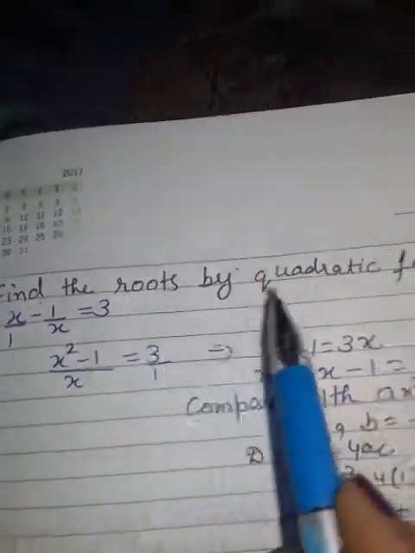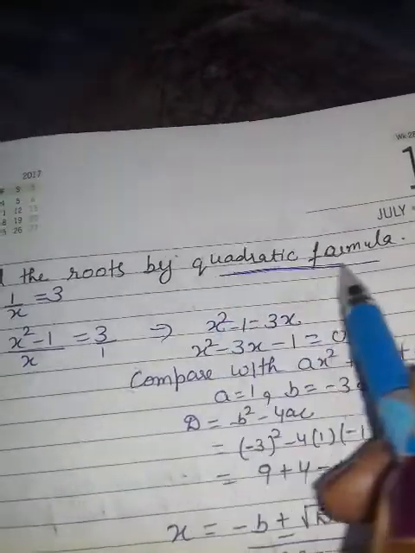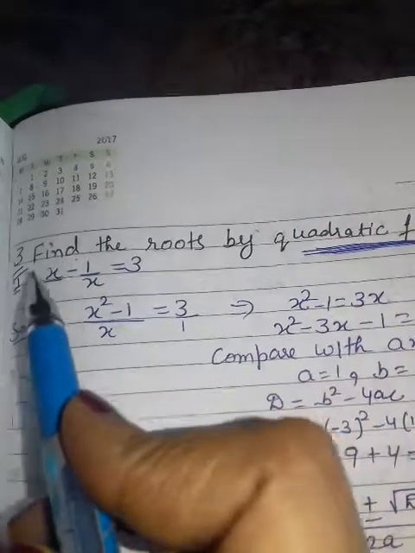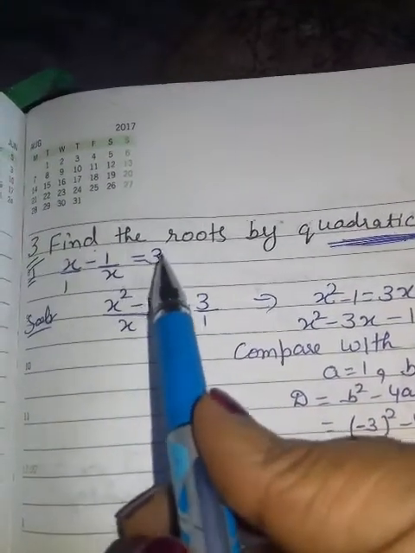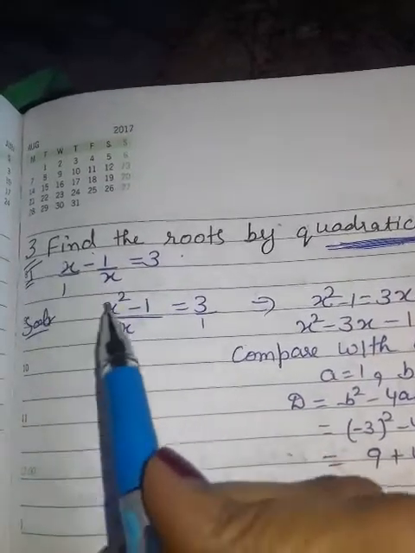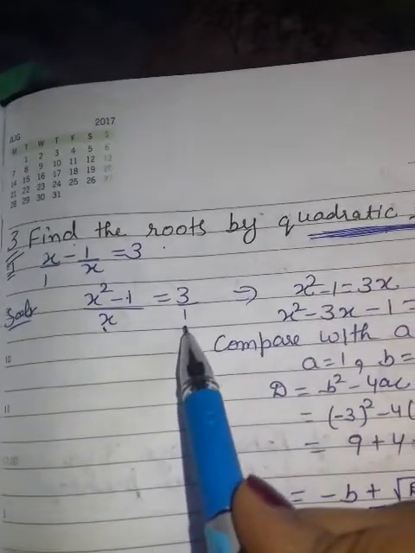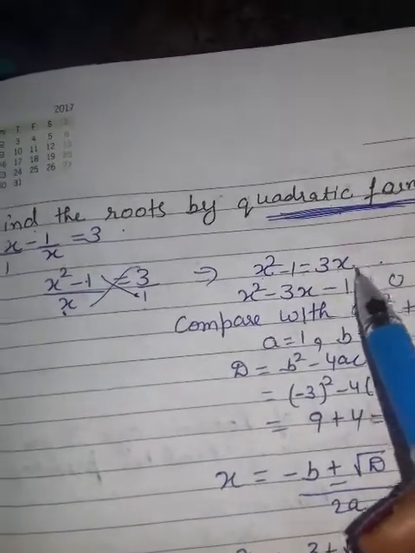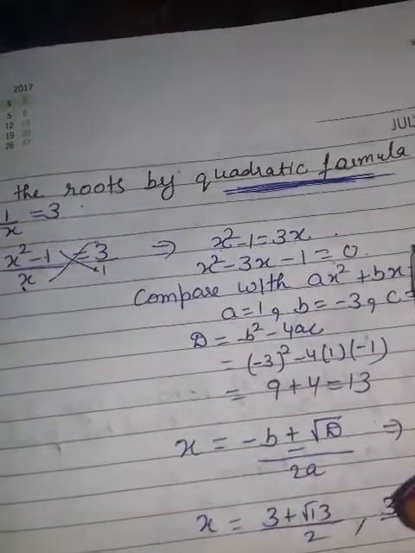Next question is find the roots by quadratic formula. This is a second formula for finding the roots. x minus 1 by x is equal to 3. Firstly take its LCM. It will become (x square minus 1) upon x equal to 3. Then cross multiply, I did. Then I have taken all terms on one side.